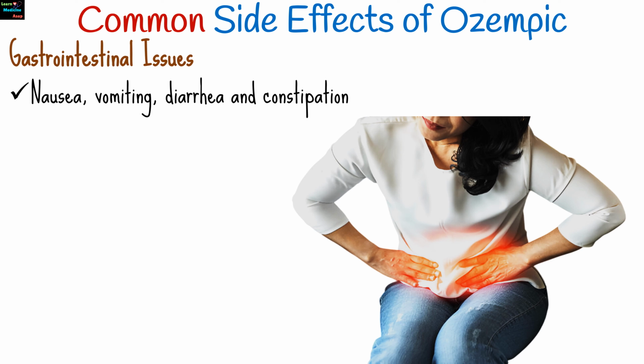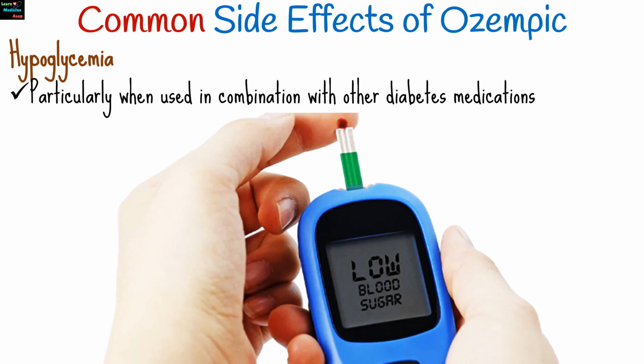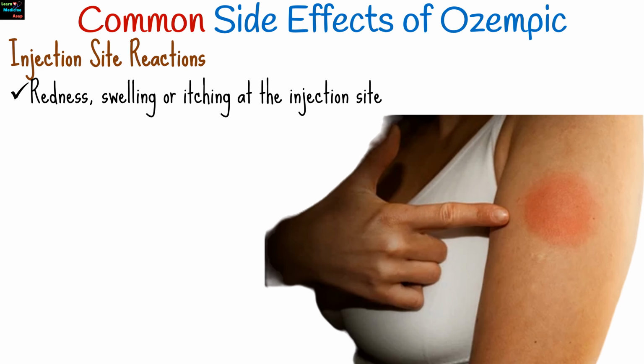Common side effects of Ozempic include gastrointestinal issues such as nausea, vomiting, diarrhea, and constipation. Hypoglycemia, particularly when used in combination with other diabetes medications that can lower blood sugar. Injection site reactions such as redness, swelling, or itching at the injection site.